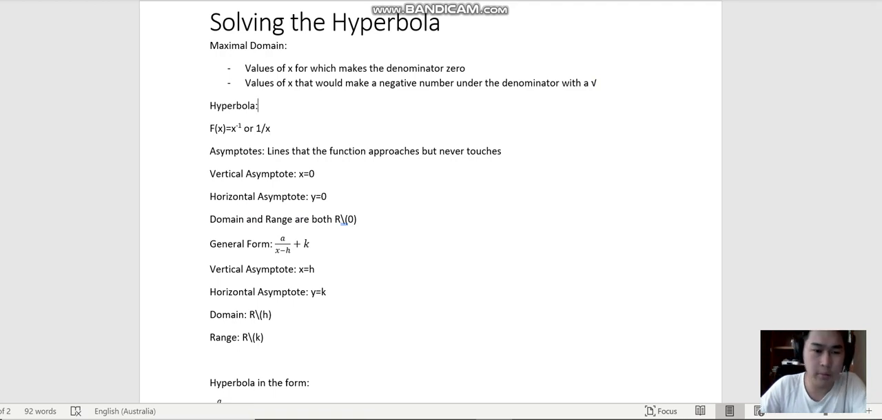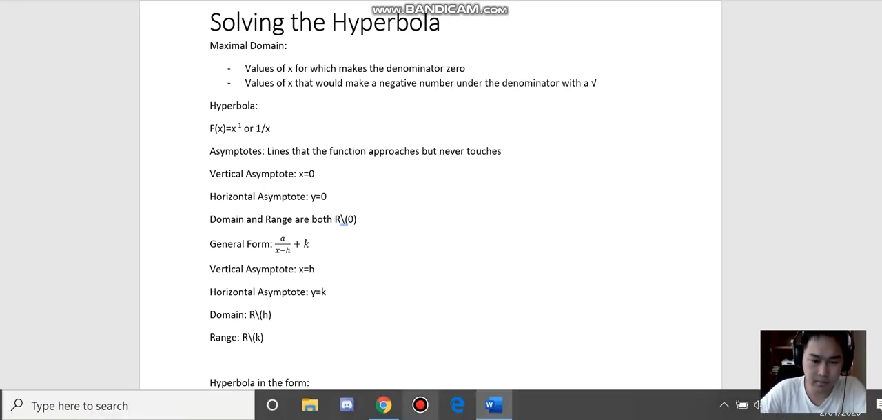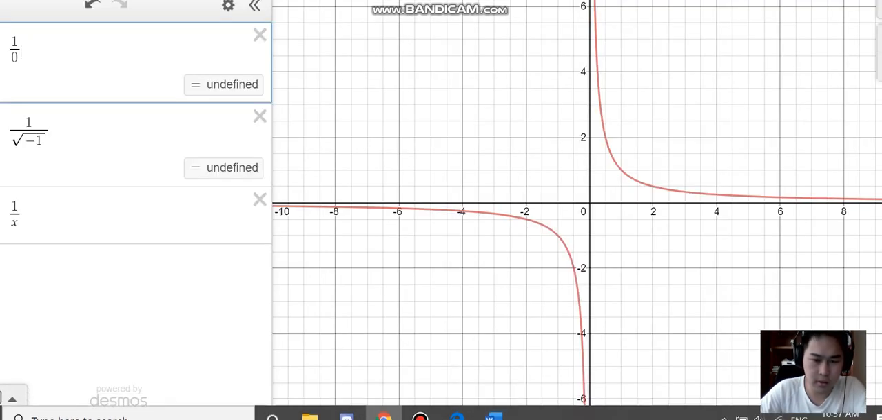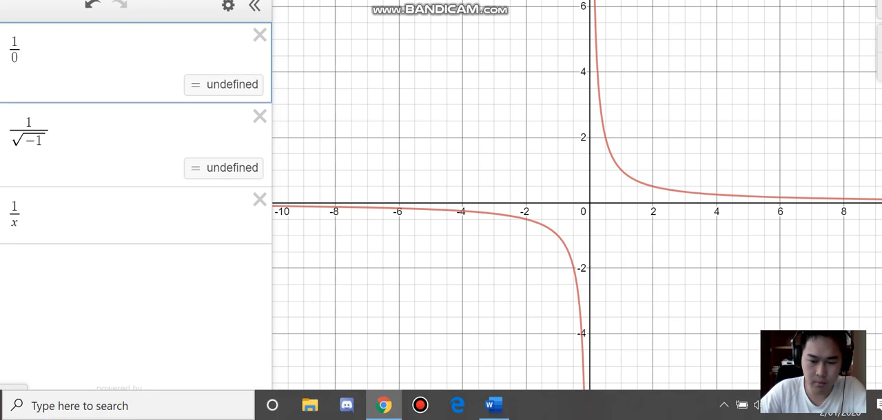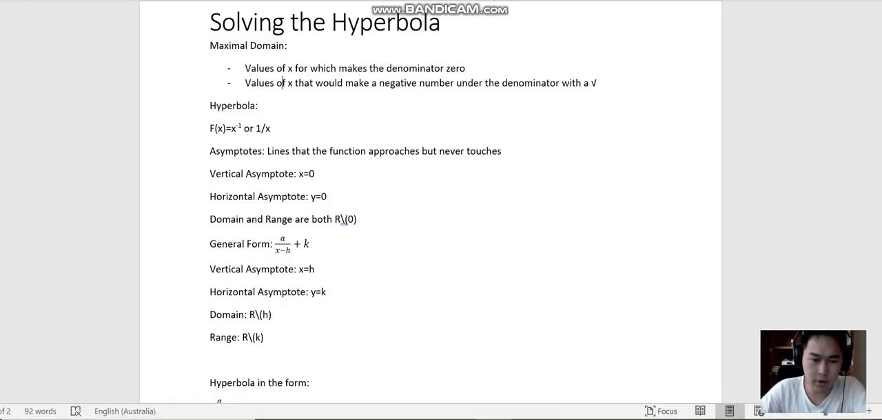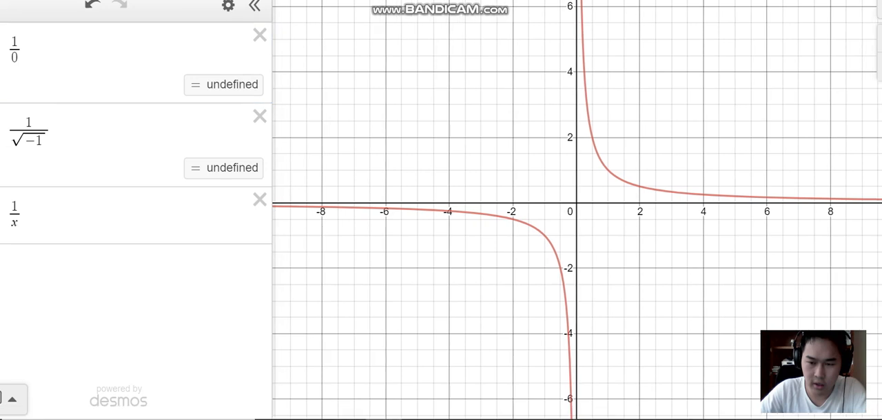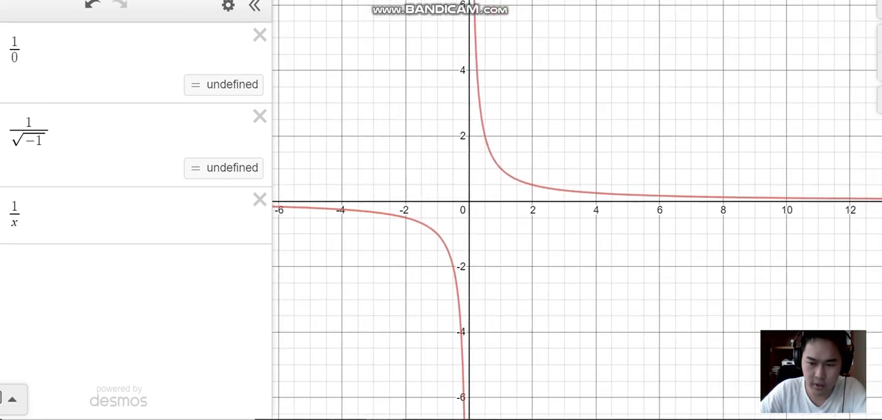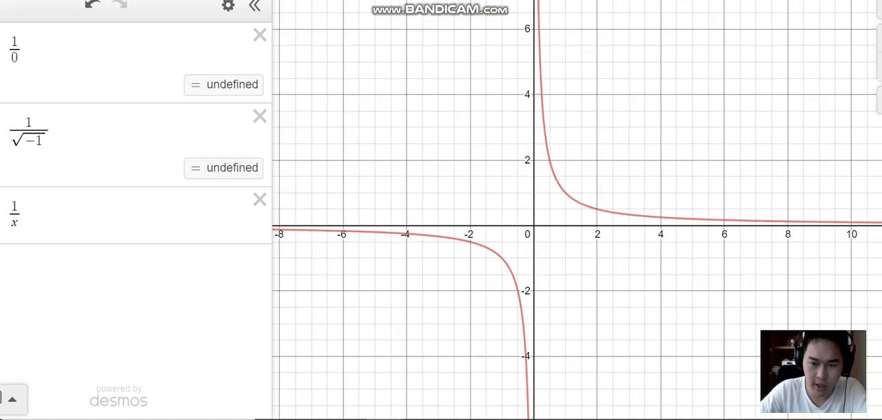Okay, so now the hyperbola. In the basic form, f of x equals x to the negative 1, or 1 over x. This is what it looks like here, and there's a new term we have to learn about: asymptotes. These are lines that the function approaches but never touches. You can see that the function is getting closer and closer to the x-axis but never touching, and the same way with the y-axis.